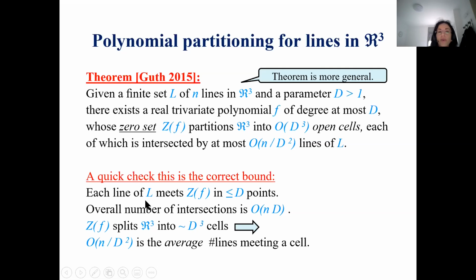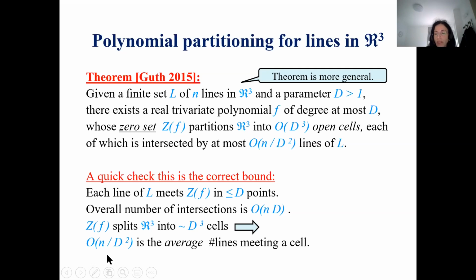So like I said before, a line of L meets the zero set in at most d points. So the overall number of intersections of lines versus Z of f is n times d. On the other hand, the number of cells, the number of connected components in the complement of the zero set, is roughly d cube. Let us assume it is d cube. It can be less, but just for the sake of this illustration. So on average, every cell gets n over d square lines. So this is the best possible bound.